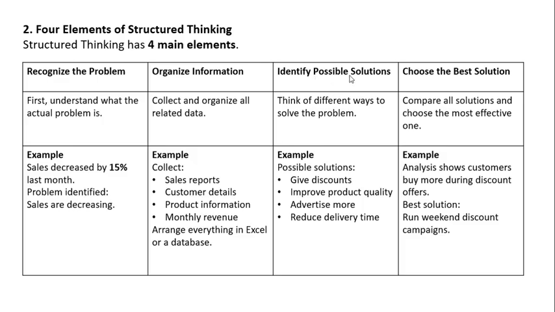Third, identify the possible solutions and think of different ways to solve the problem. Examples of possible solutions are giving a discount, improving product quality, more advertising, and reducing delivery times. Fourth and last, choose the best solution: compare all the solutions and choose the most effective one. For example, the analysis shows customers buy more during discount offers, so the best solution is to run weekend discount campaigns.